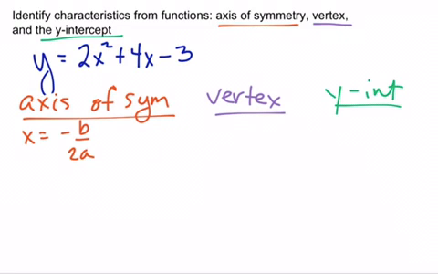The reason we have b and a is because within the quadratic function, we have ax squared plus bx plus c. In this case, our a is the 2 and the b is the 4. Very simply, we replace the b with the 4 and the a with the 2. Simplify that, and we get -4 over 4. So our x is equal to -1.